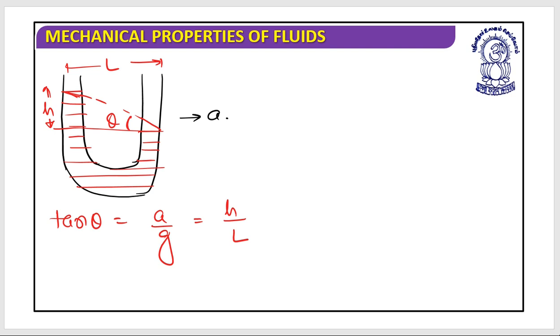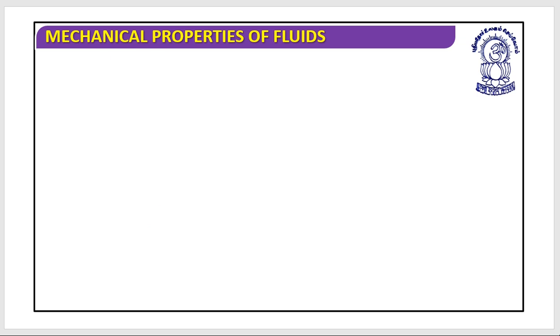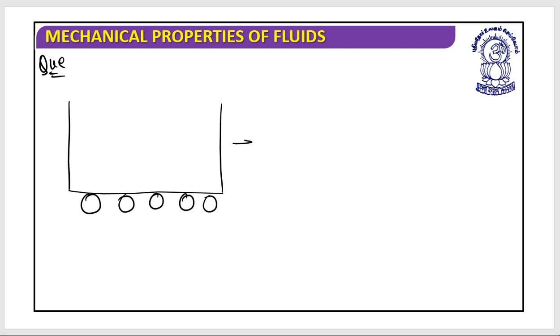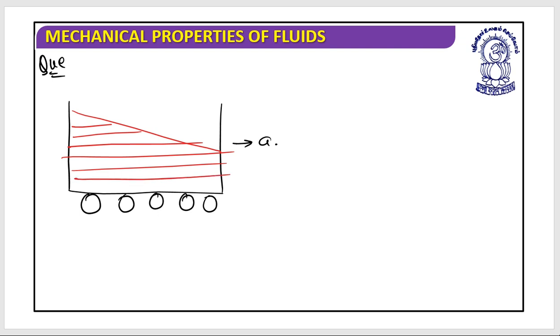Is it clear? Now do you have any doubts? Is there anything? Do you have any doubts in this? Are you sure? So, will you be able to solve this kind of question? Let's have a look. Suppose we have a container. This is the container, and it is moving in this direction, and due to its motion, the shape of the fluid is something like this.